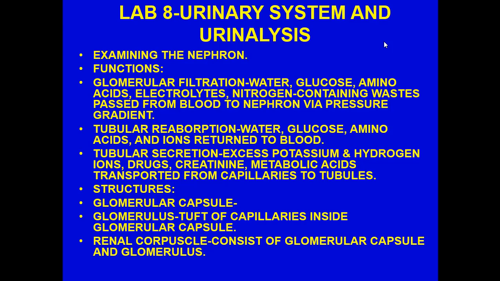But we also finally have tubular secretion. This is basically re-dumping back into the filtrate excess potassium and hydrogen ions, drugs, creatinine, and metabolic acids, transported from the capillaries to the tubules. When we talk about structures, we have to talk about the glomerular capsule, the glomerulus, which is the tuft of capillaries inside of the glomerular capsule, and the renal corpuscle, which consists of the glomerular capsule and the glomerulus.